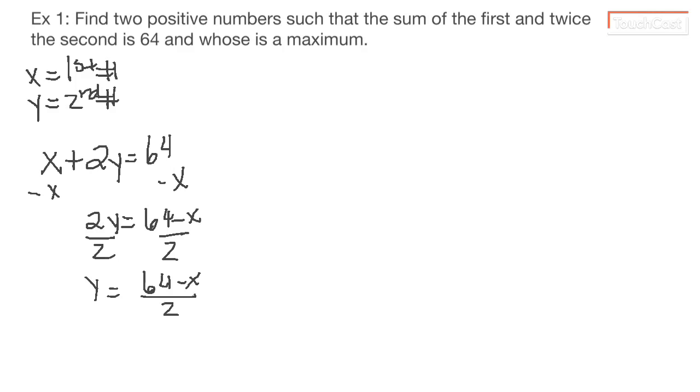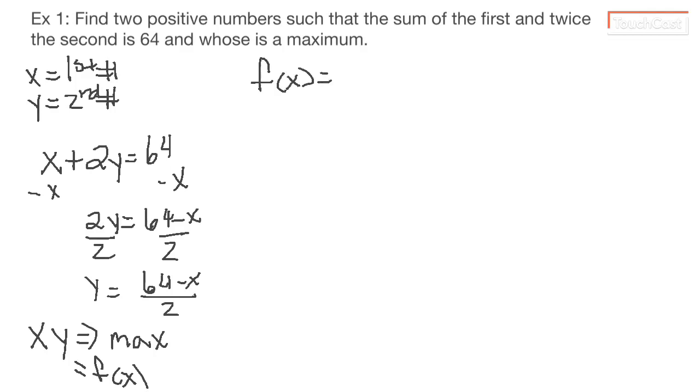We also know that the product, if we go x times y, it needs to be a maximum. We're trying to maximize it. And another way to think of it is x times y, we want that to equal some function, f of x. So now we're going to write a function. We're going to write f of x equals x times, and we know y. We know y is equal to 64 minus x divided by 2.